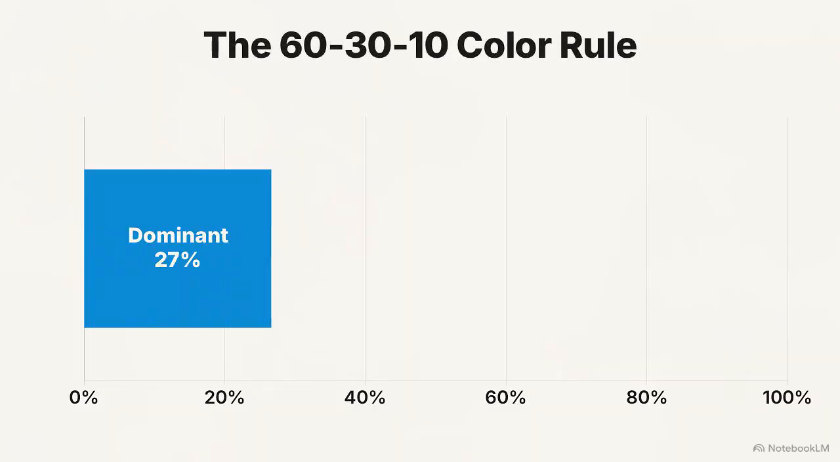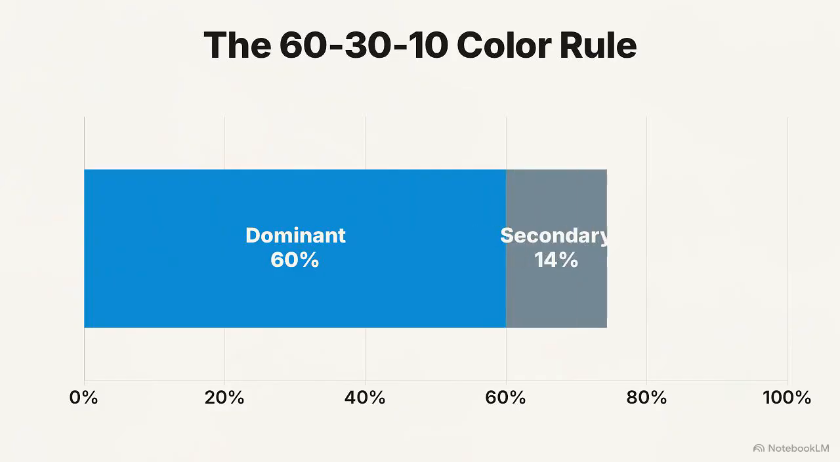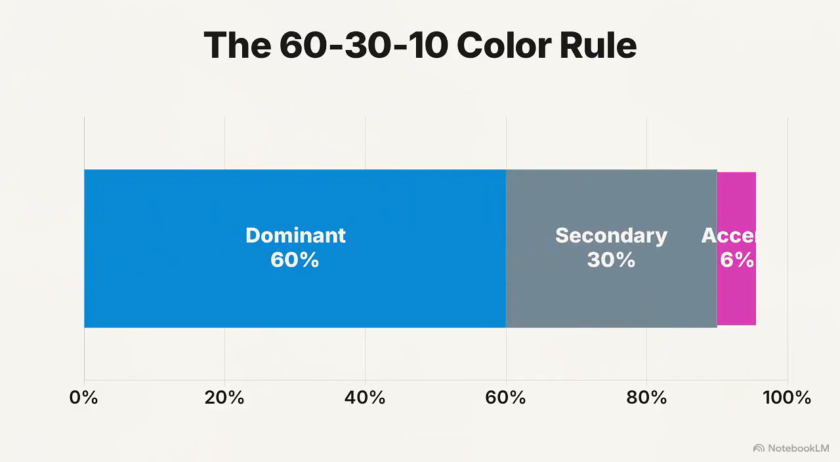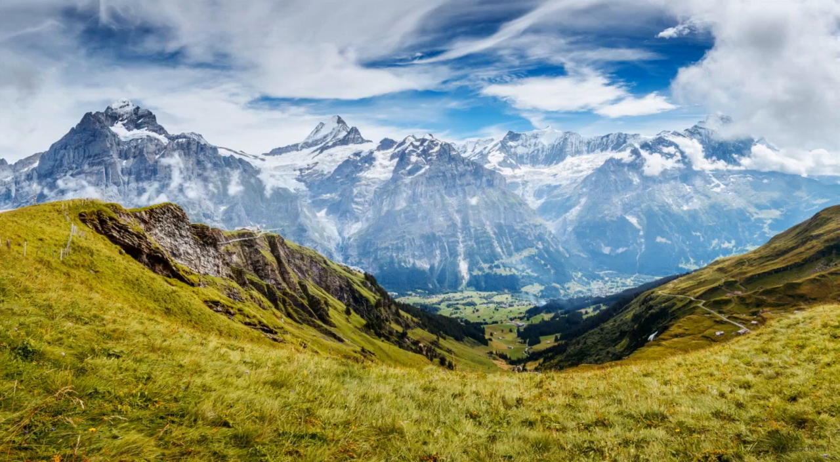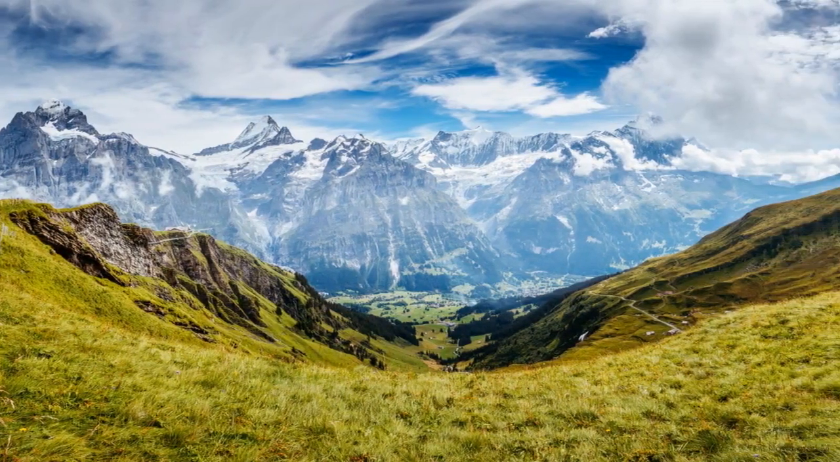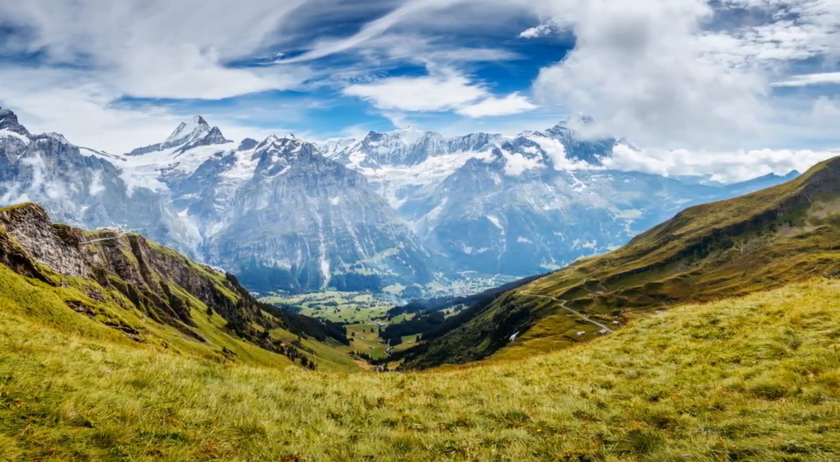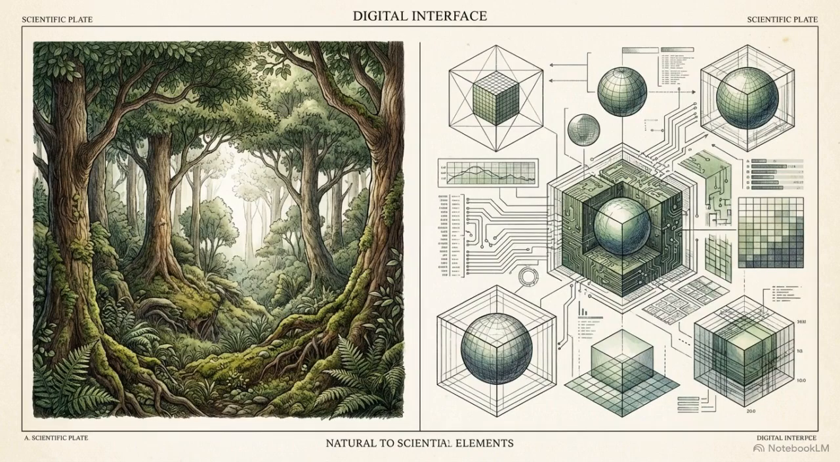Instead of guessing, we will use a structural framework modeled on how colors are naturally distributed in this specific environment. Research into biophilia suggests that humans have an innate affinity for the natural world. By mimicking the color relationships found in a landscape, we can build digital spaces that feel balanced and intentional.